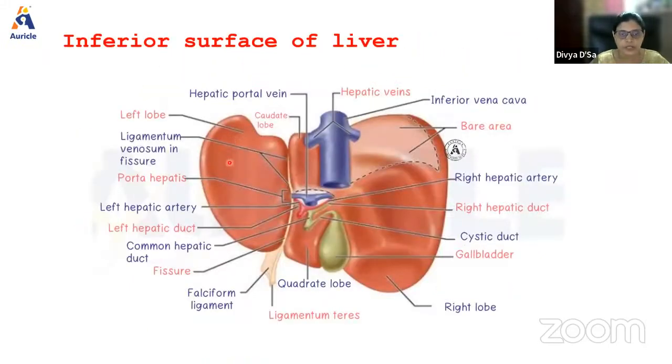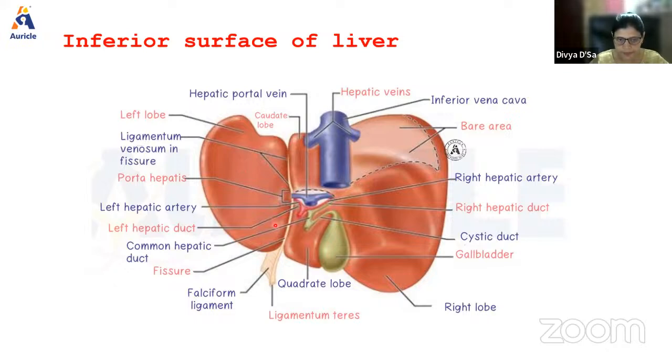This area we call the gastric impression. It is a shallow concave fossa here, and it is mainly formed by the stomach. Gastric impression, as the name says, is formed by the stomach. So the stomach comes in relation with this surface.